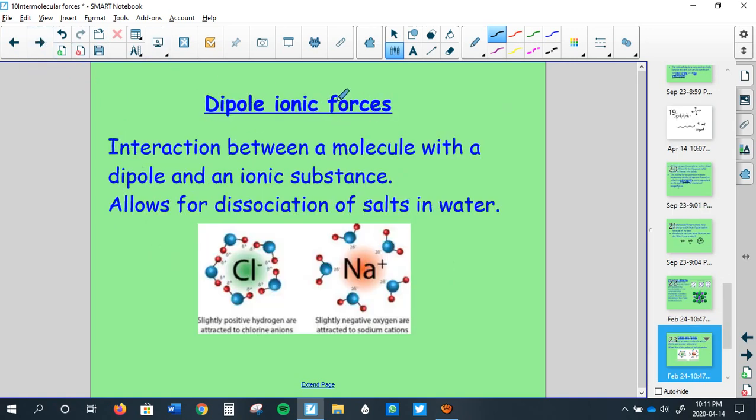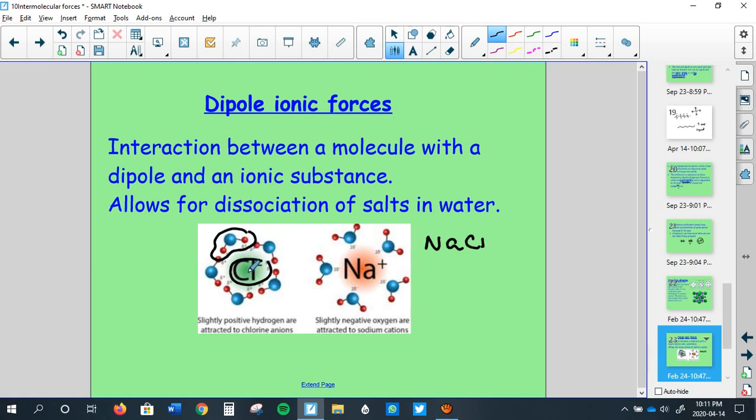Dipole ionic forces are, as the name suggests, interactions between a dipole, such as those that exist in these water molecules here, and an ion such as chloride or sodium. And it helps to explain the dissociation of salts in water, of ions in water. So sodium chloride, although quite strongly held inside a crystal lattice structure, and we'll talk about the energetics involved in our next unit, can dissolve in water. And the reason it can do that is because these ions can interact with the dipoles of water. Hence the name, dipole ionic forces.